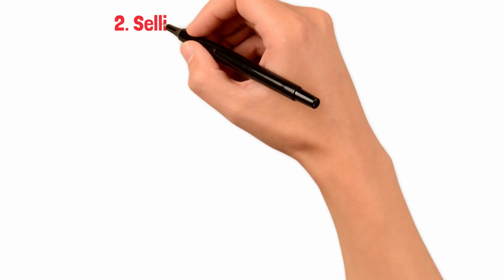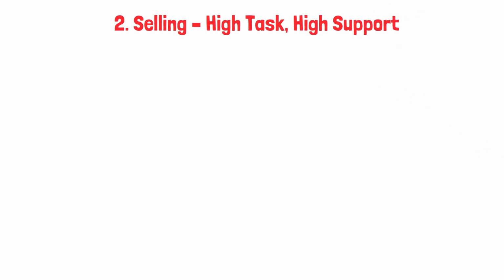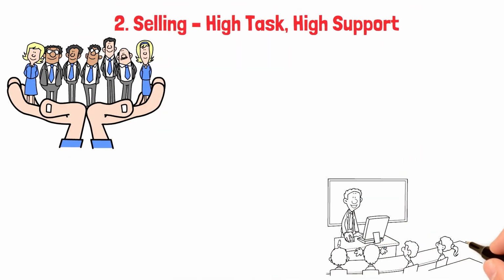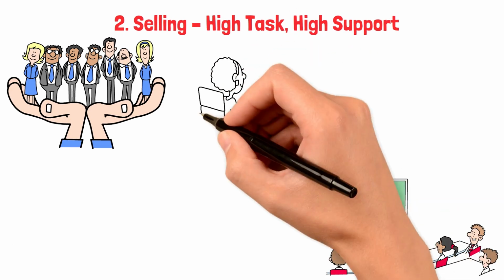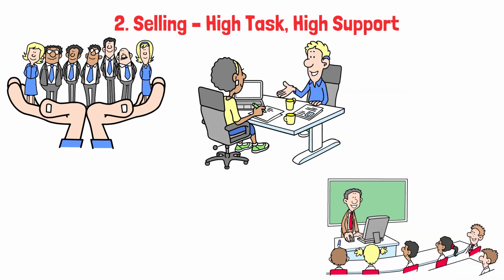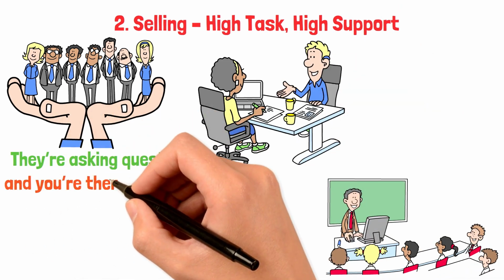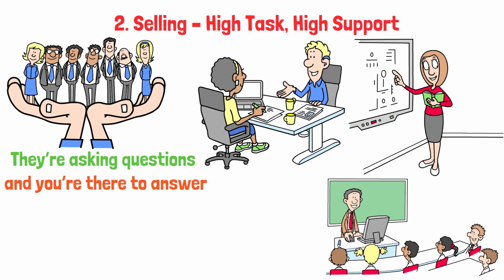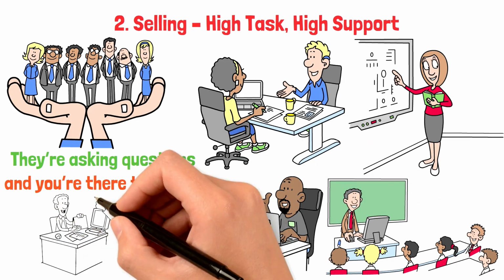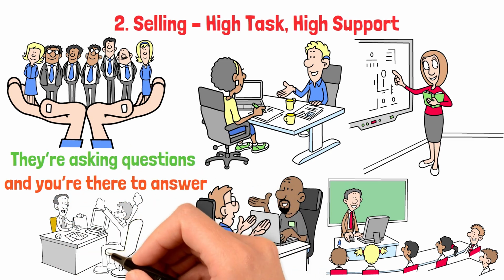2. Selling, high task, high support. Here, your team member still lacks skill, but they're motivated or willing to learn. You guide them with step-by-step instructions but also coach, encourage, and explain the why. They're asking questions, and you're there to answer. Example: a new employee eager to contribute, but still learning the ropes. Your job: equip them with tools and confidence.